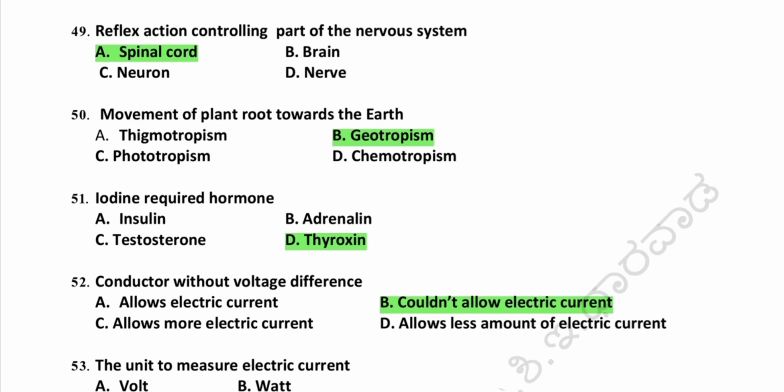The part of the nervous system controlling reflex action is the spinal cord. The spinal cord is the center of reflex action. Now moving to the next question. The movement of a plant root towards the earth is called geotropism. The hormone that requires iodine is thyroxine.